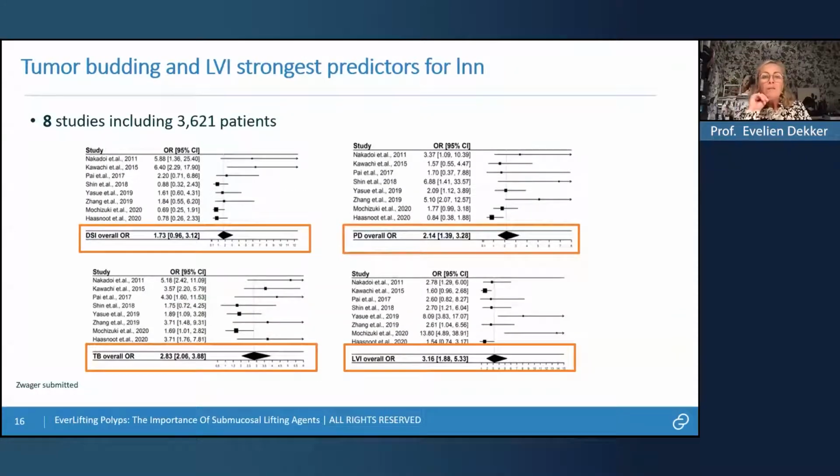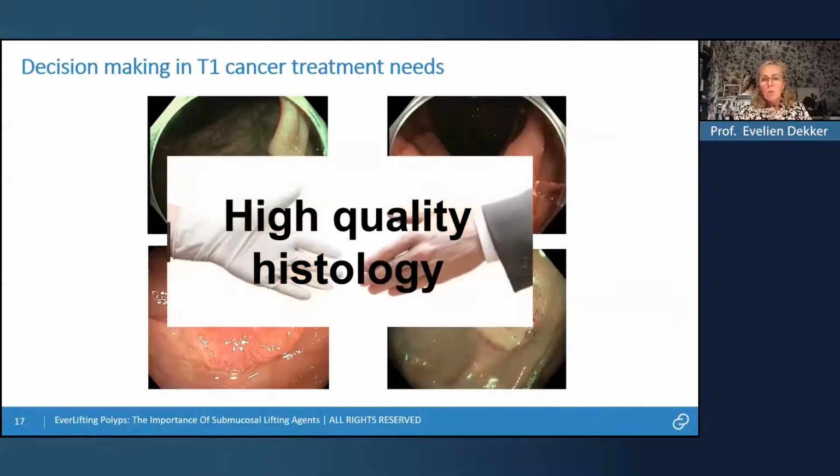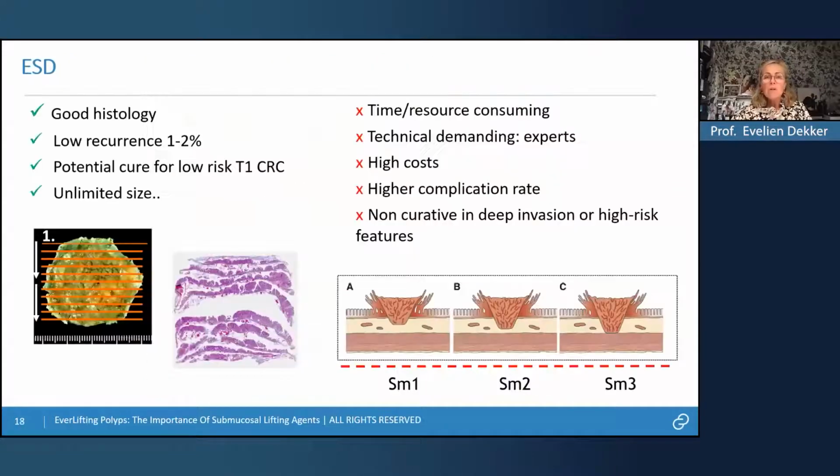And if you compare that to the other risk factors, tumor budding on the left lower hand with 2.8 and lymphovascular invasion are the strongest predictors for lymph node metastasis. So this puts the risk factors a bit into perspective. And decision-making in T1 cancer treatment, therefore, I think is very clear. We need high quality histology because we need exactly all those aspects from our pathologists.